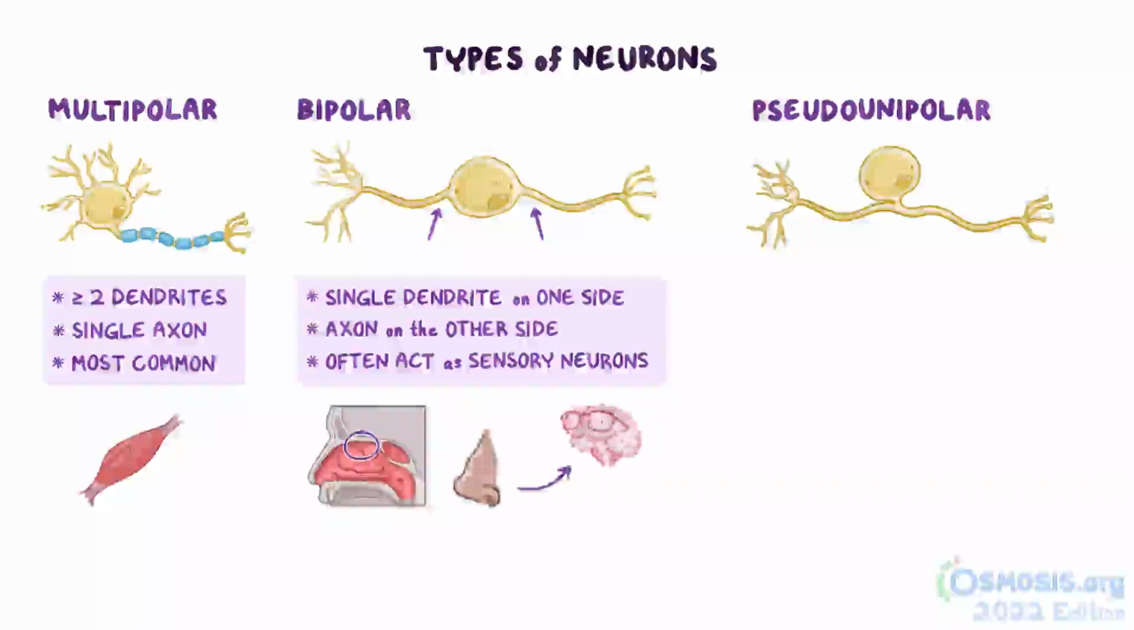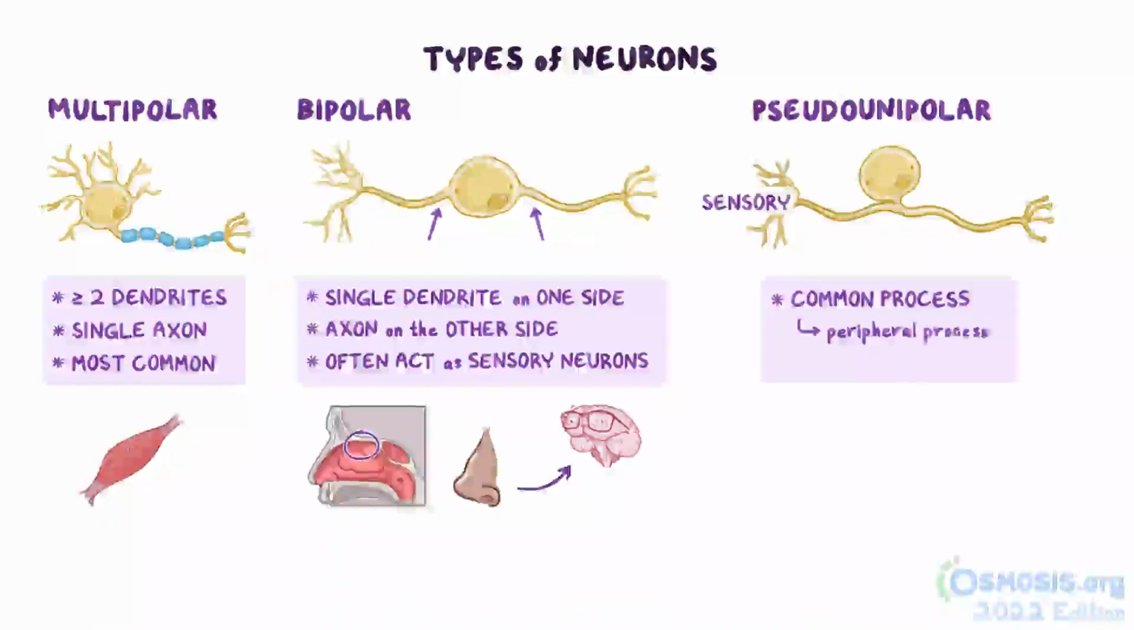Lastly are pseudo-unipolar neurons, which have a short, seemingly single, but actually double process that extends from the cell body. This common process divides into a peripheral process that extends from a sensory receptor to the cell body, and a central process that continues from the cell body towards the CNS. So an electrical impulse that is generated at a receptor, like touch or pain receptors in the skin, travels through the peripheral process and then continues into the CNS through its central process.